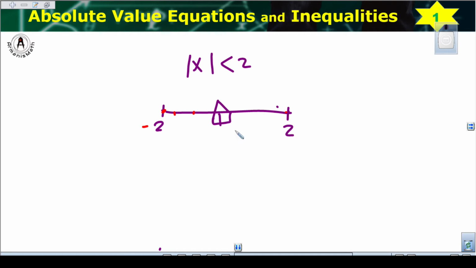So if you're within 2 miles, it could be 1 mile this side or 1 mile this side, 1.5 miles this side, 1.5 miles that side. So basically your value is bound between here and there. And that's why for less than or less than or equal to, you basically put yourself in between these two values.